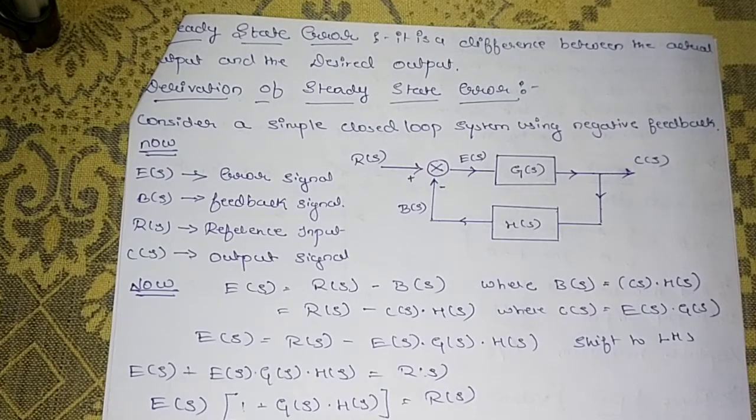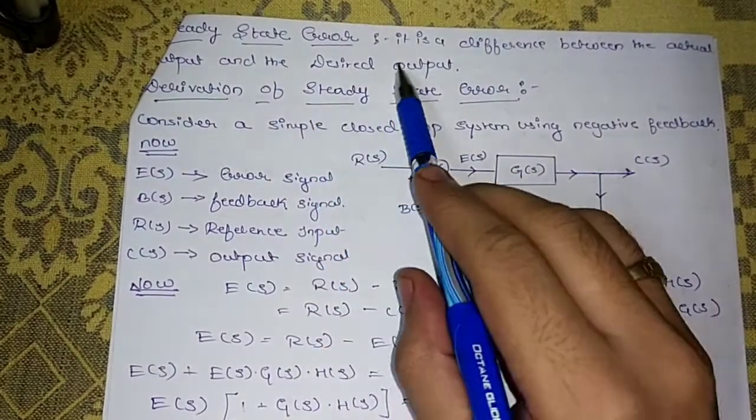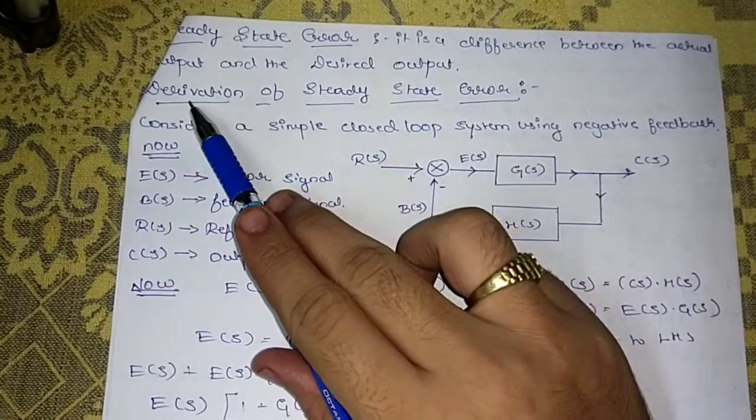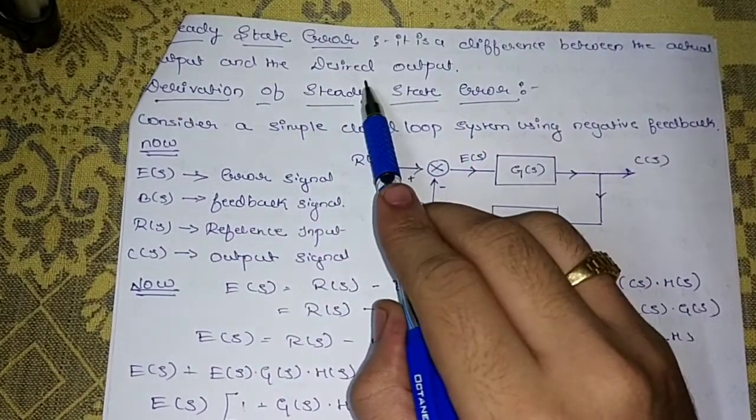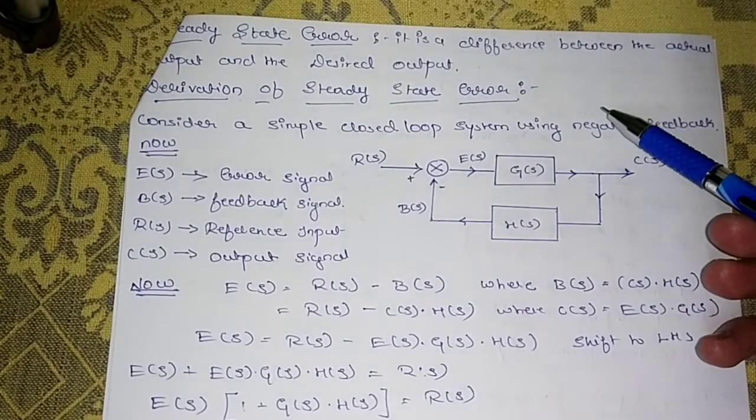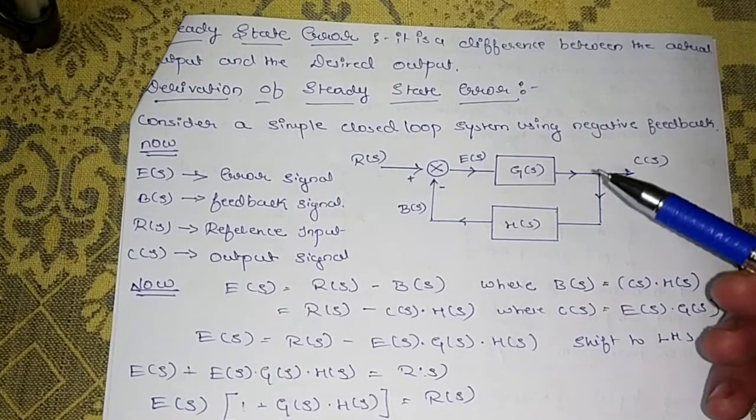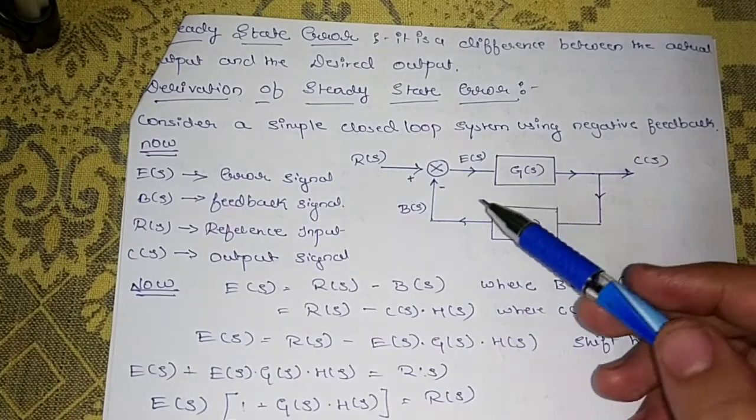In the previous video we covered transient response, steady state response, and time response, both theoretically and graphically. Now let us start with steady state error. It is the difference between the actual output and the desired output. In the previous video I explained it neatly with a graph. Please go through that video.